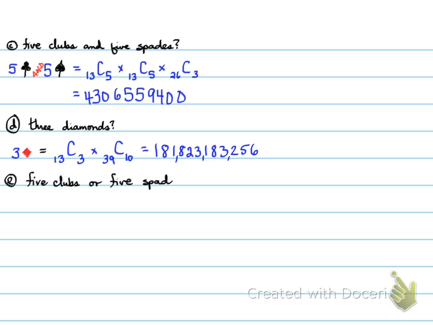And E, 5 clubs or 5 spades. Now be careful, because the word or changes things up. Basically what you're looking for is 5 clubs or 5 spades, which means 13 choose 5, times 39 choose 8, plus 13 choose 5, times 39 choose 8. Why is that the case? Because of the word or, either we're having 5 clubs or 5 spades. We can't say 26 choose 10, because in honesty, the 10 could end up being all clubs or all spades, not exactly 5 clubs or 5 spades.